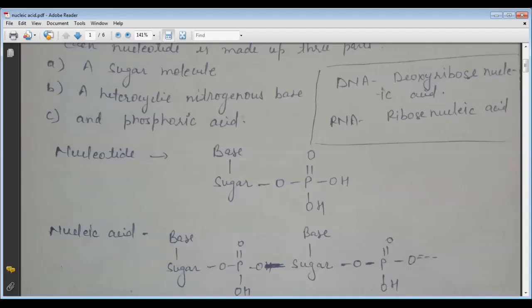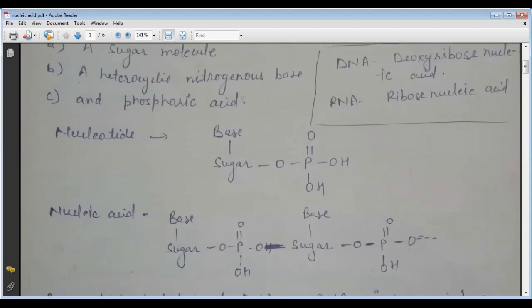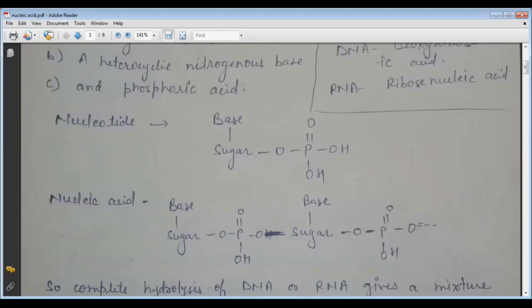Now here we can see the general structure of the nucleoside and the nucleic acid. The nucleoside means the base and sugar. When the three components, base, sugar, and phosphoric acid, are combined together, they form a nucleotide. The nucleic acid means base, sugar, and phosphate, which again repeat and form the polymer. Phosphate is combined with sugar, base, and again phosphate, so that they form a polymer.